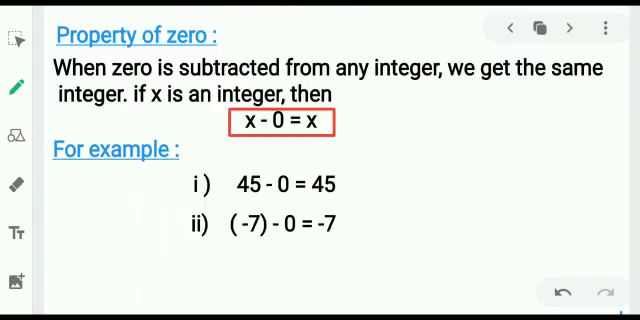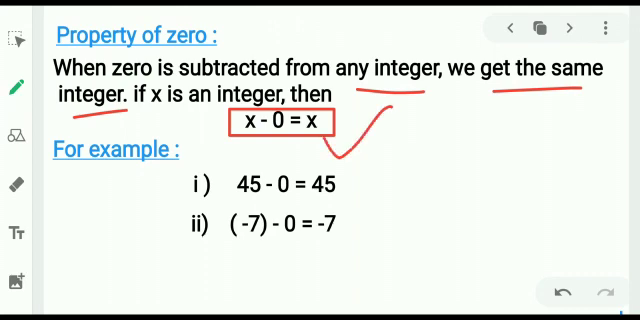Move to the next property, which is the property of 0. It is similar to the property of 0 in addition. When 0 is subtracted from any integer, we get the same integer. Suppose I have 50 rupees and I gave you 0, then how much money do I have now? Now I have 50 rupees, the same. So if we subtract 0 from any number, we get the same integer.